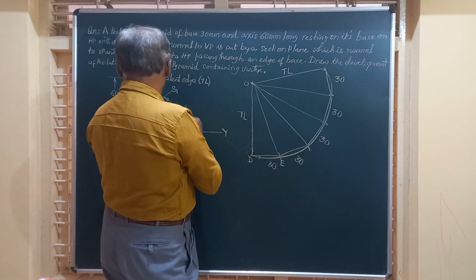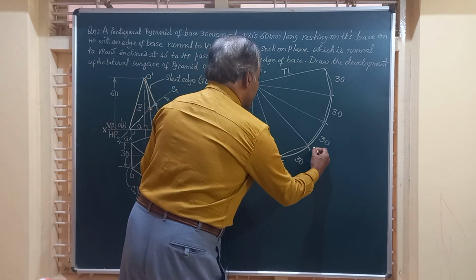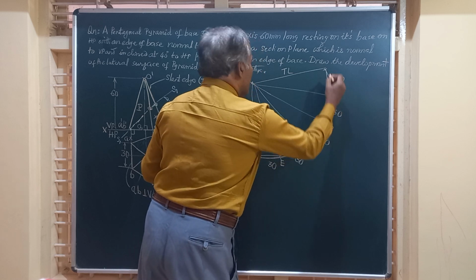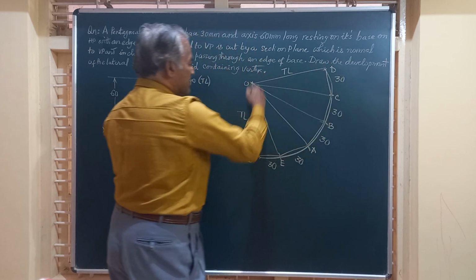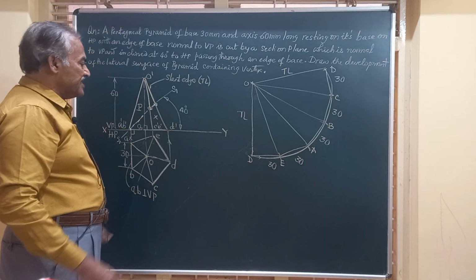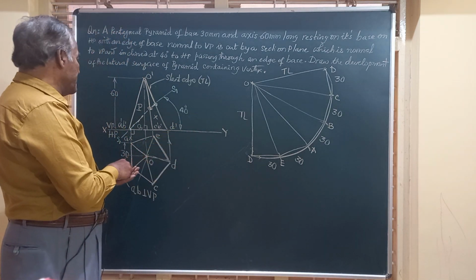After E, you will get A, B, C, D. This is A, this is B, this is C, again D. The last two lines should have the same marking. Now friends, let us start drawing the development.